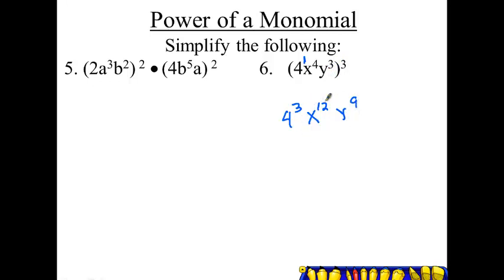4 raised to 3 is just equal to 4 times 4 times 4, which is equal to 64. Bring down your x12, bring down your y9, and this will be your final answer.